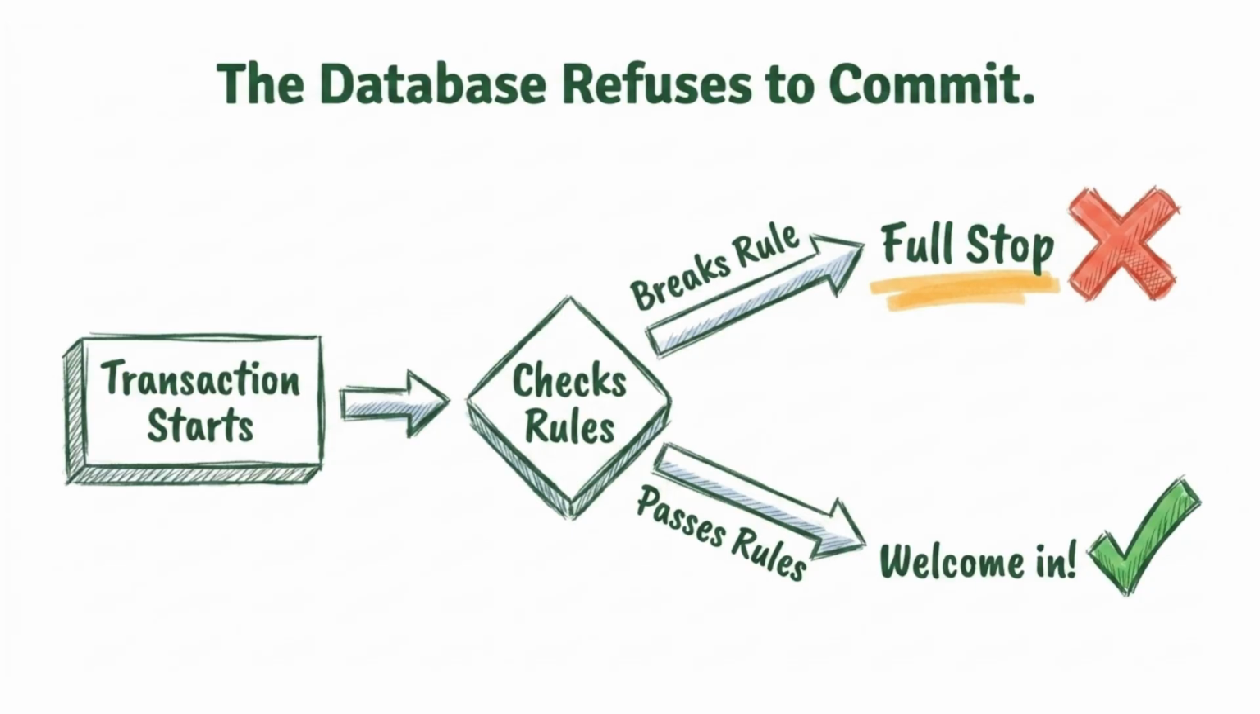Here is how consistency works step by step. A transaction starts and the database immediately checks it against all defined rules. If any rule is broken, full stop. The transaction is rejected and rolled back before a single change is saved. Only transactions that pass every rule receive the green light and are welcomed in.